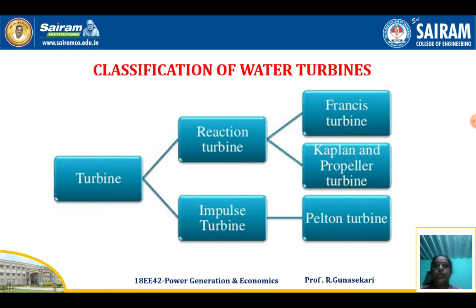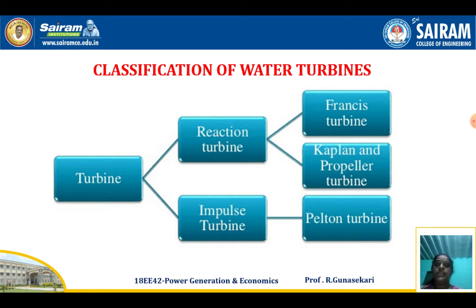First, the water turbine can be classified into reaction turbine and impulse turbine. Again, reaction turbine is classified into Francis turbine, Kaplan turbine and propeller turbine. The impulse turbine is classified into Pelton turbine. Totally 4 turbines, that is Francis turbine, Kaplan turbine, propeller turbine, Pelton turbine. 4 turbines are used in the hydroelectric power plant.